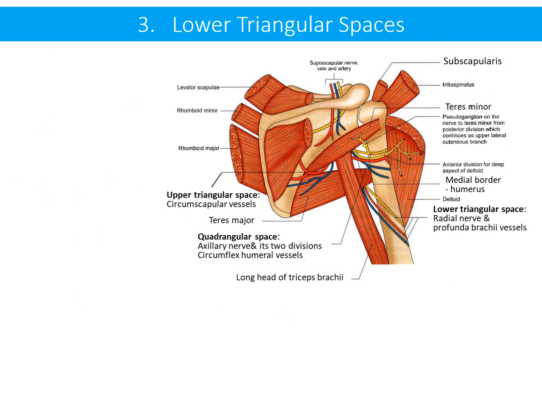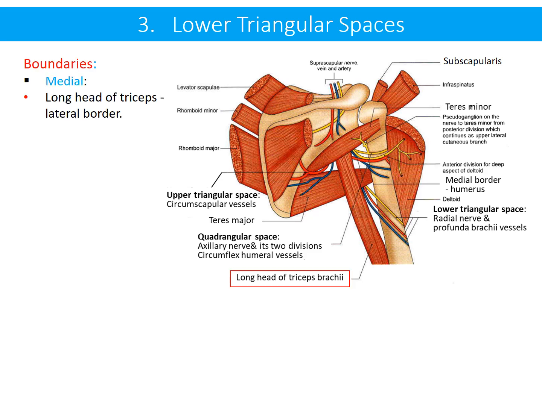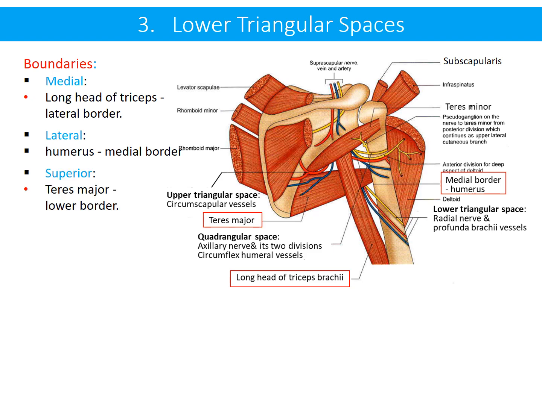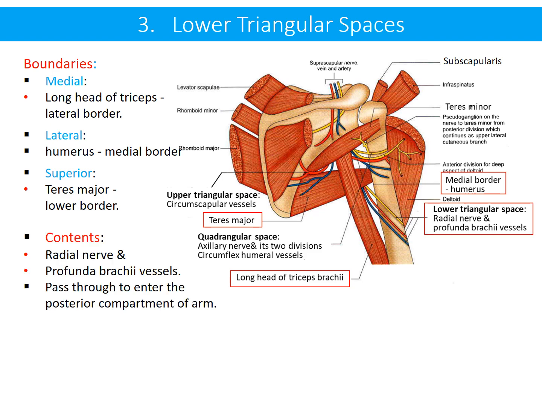The third space is the lower triangular space. It is bounded medially by the lateral border of the long head of triceps. Laterally, it is bounded by the medial border of the humerus, and superiorly, it is bounded by the lower border of teres major muscle. As regards the contents, the radial nerve and profunda brachii vessels pass through this space to enter the posterior compartment of the arm.